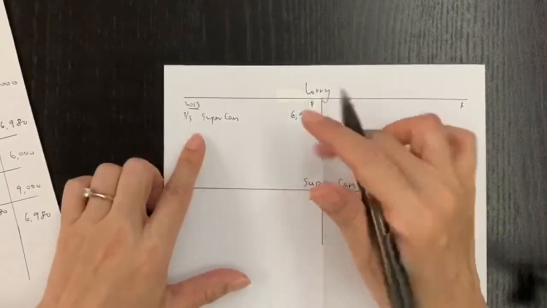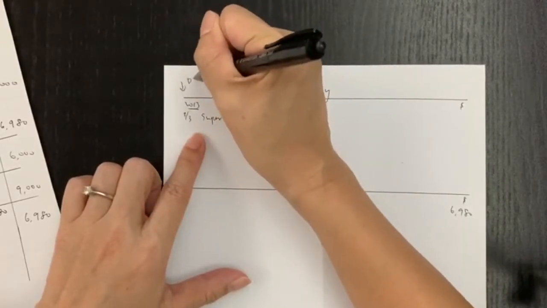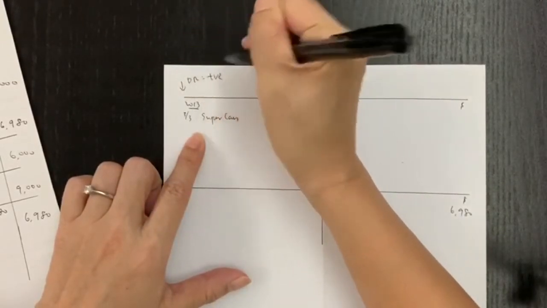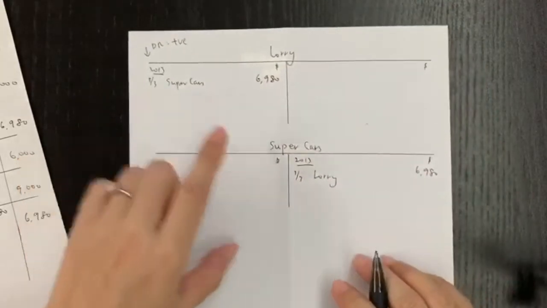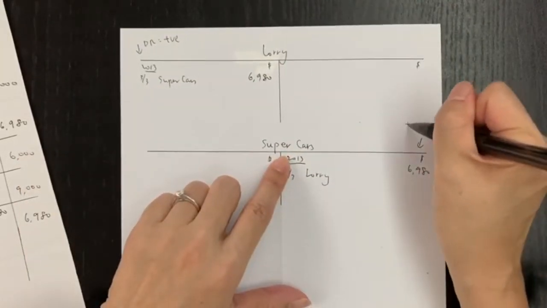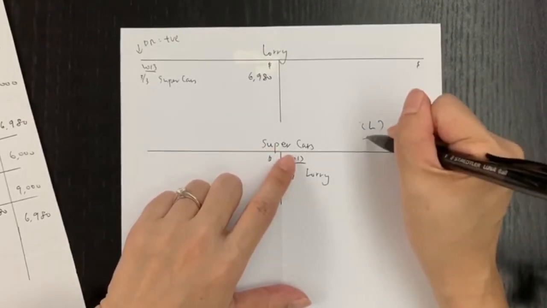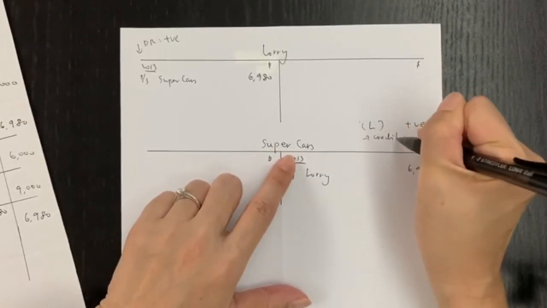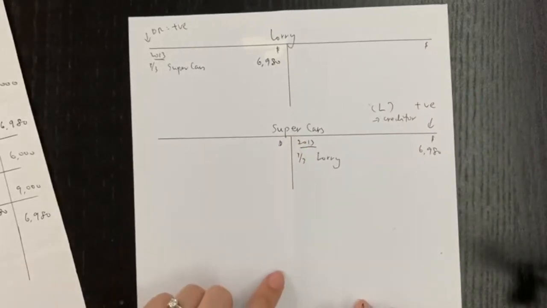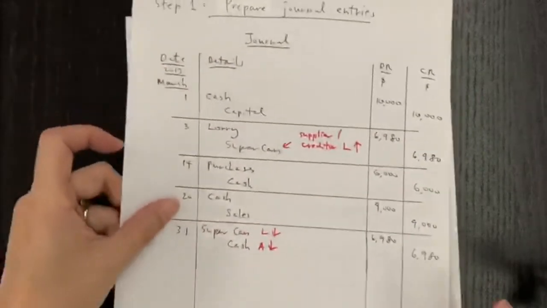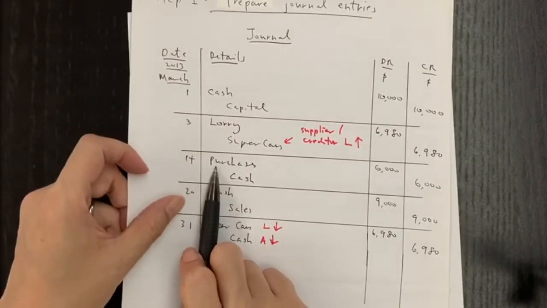Again, what is lorry? Lorry is positive on the debit side, because it is an asset of the business, and the supercar is positive on the credit side because this is a liability, and supercar is also our creditor, our supplier. Okay, I'll keep going. And then next, debit purchases and credit cash.